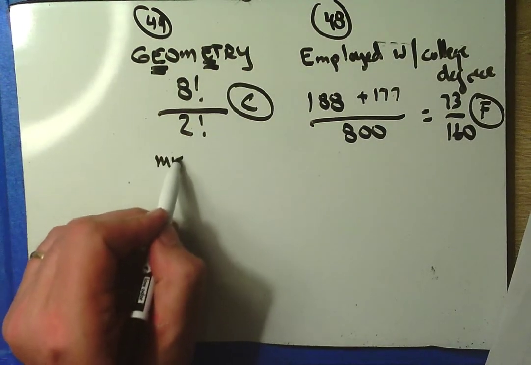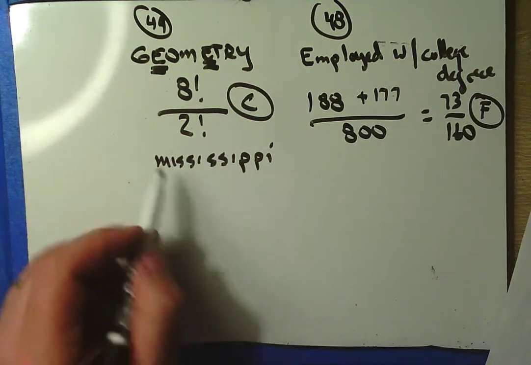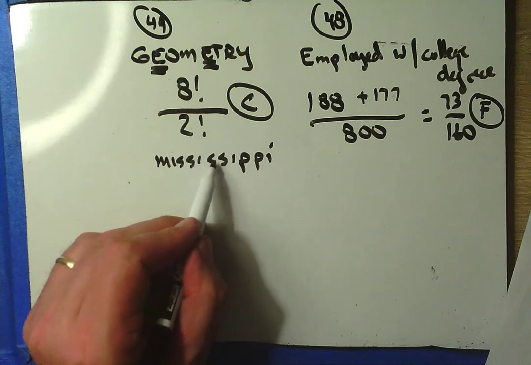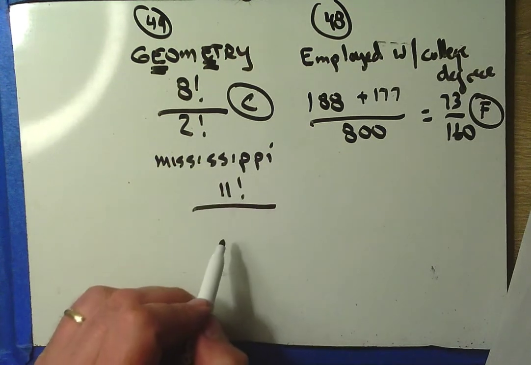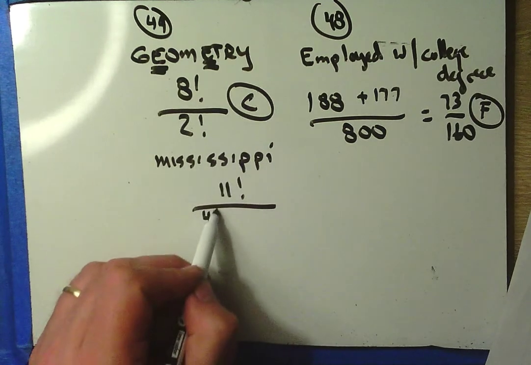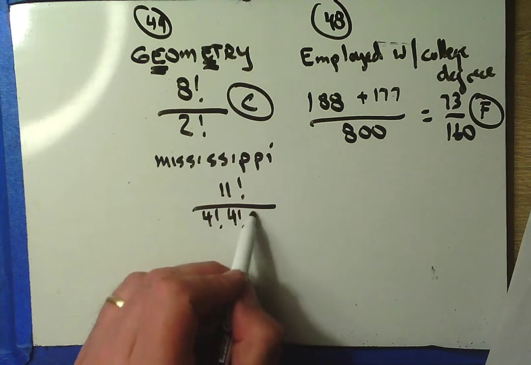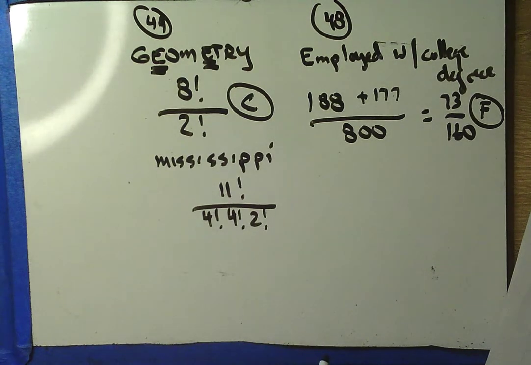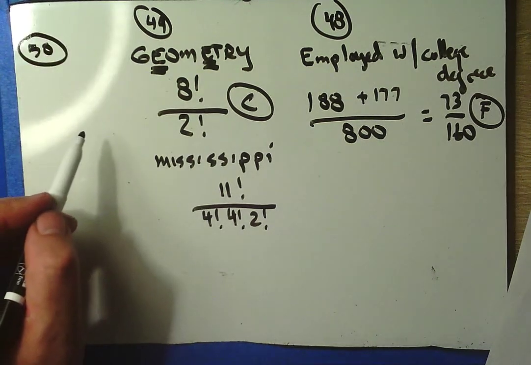If we had Mississippi, I would have 11 factorial over, I've got 4 S's, 4 I's, and 2 P's. Okay, that's the number of distinct permutations. 50. Let's take a look at 50.